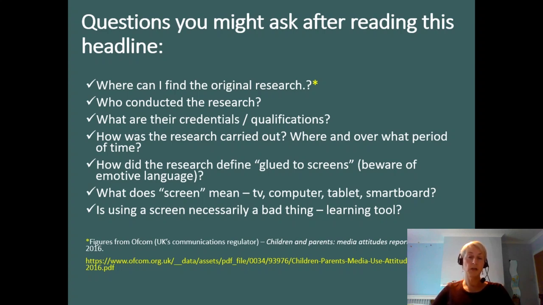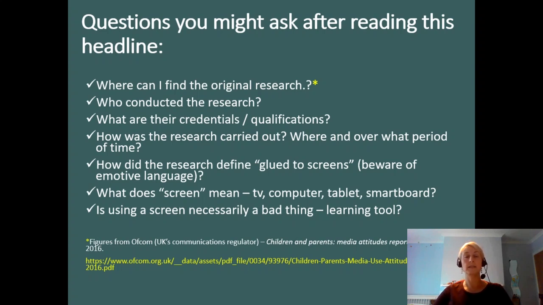So how was the research carried out? And I hope some of you questioned where and over what period of time this particular research was carried out. It could have been over 5 years, over 1 year, over several months, and how many children were used. Was it hundreds, thousands, or maybe only a handful, 50, maybe less than that? How reliable was that research in what it was saying, for it to be able to make those claims?